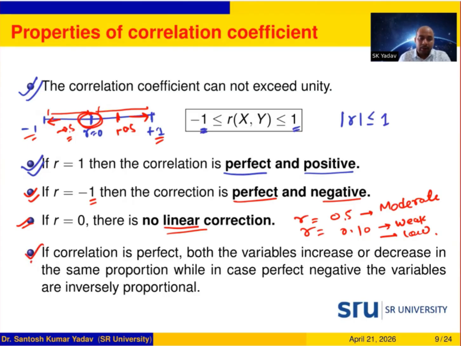Remember that if correlation is perfect, both variables increase or decrease in the same proportion, as we saw earlier in the diagrams, while in the case of perfect negative correlation, both will be inversely proportional.